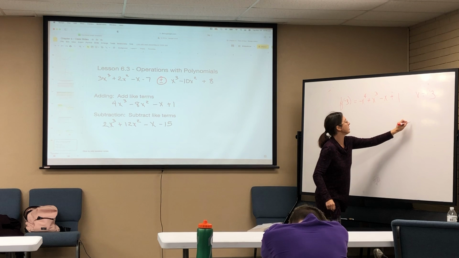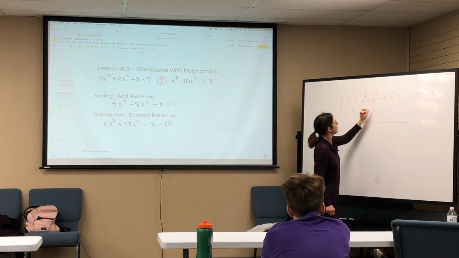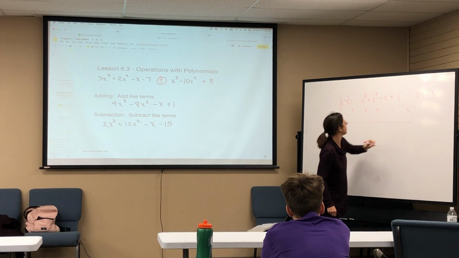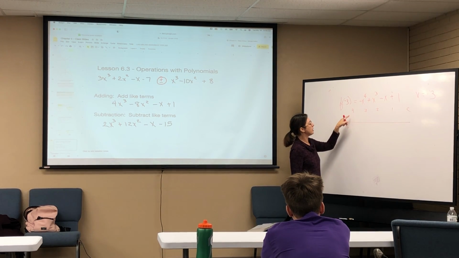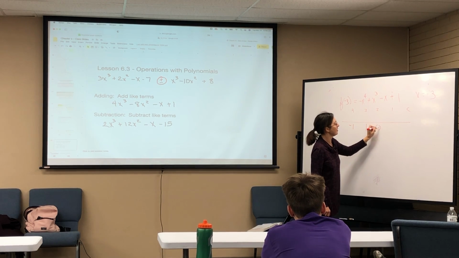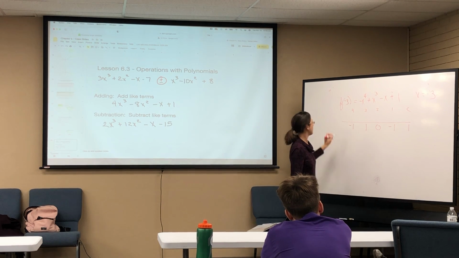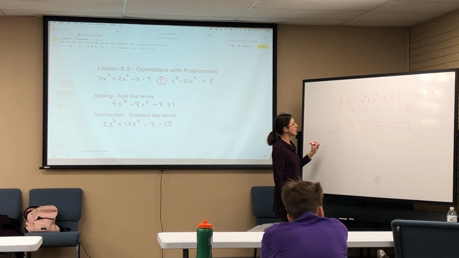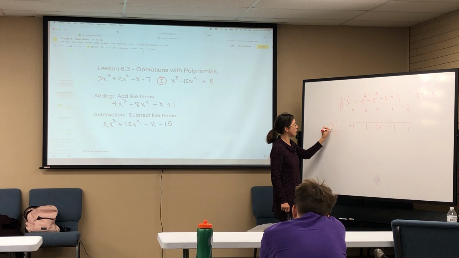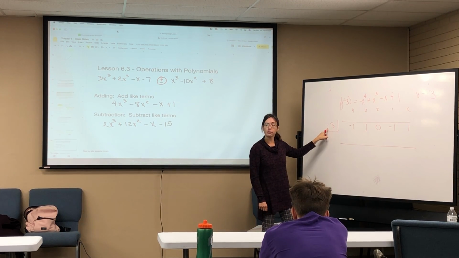And when I'm starting across, I need a fourth, third, squared, 1, and a constant. So what numbers do I put in here? What's my first number? -1, -1, 1, 1, 0, okay, -1, -1, and 1, okay? And I'm looking for x equals -3. Okay? So I'm going to put -3 in my little box.